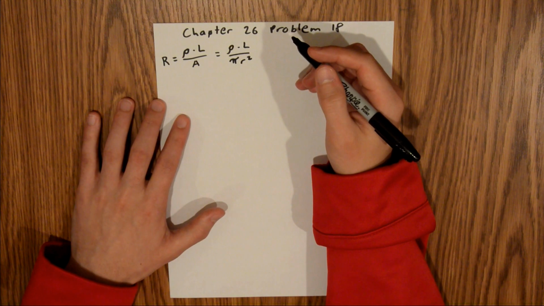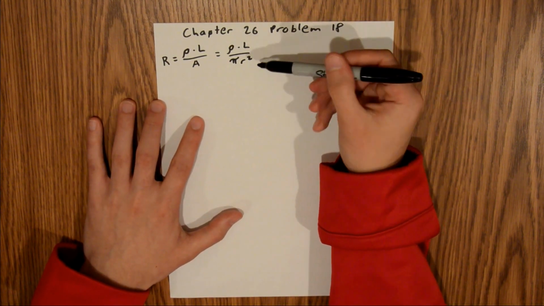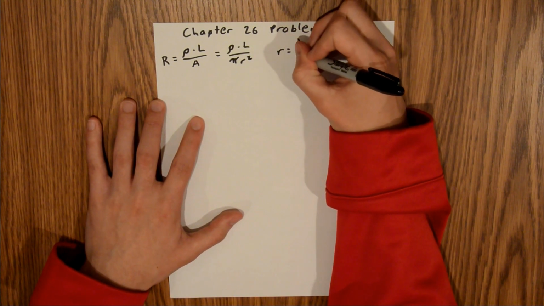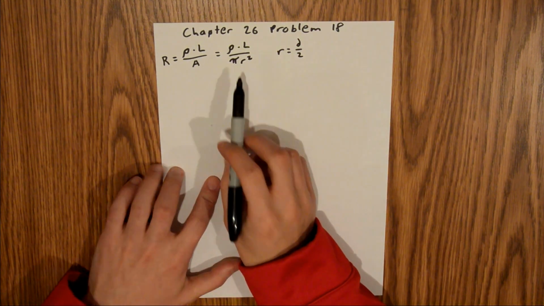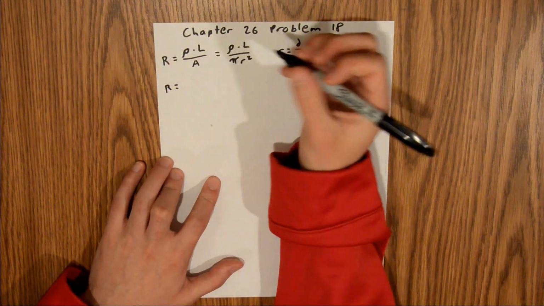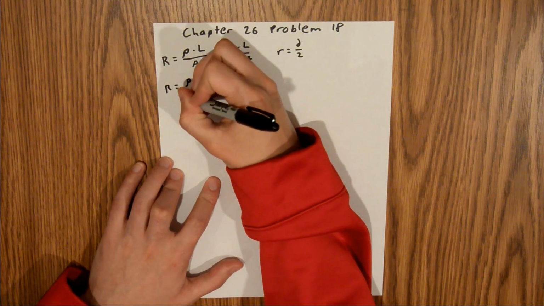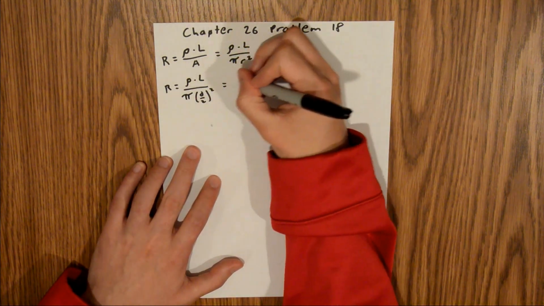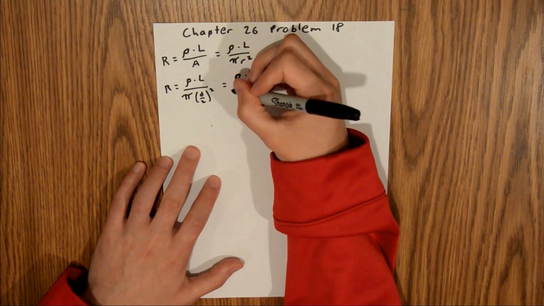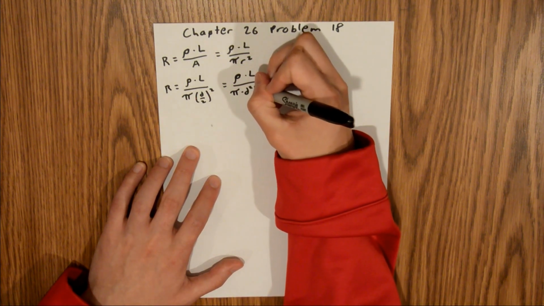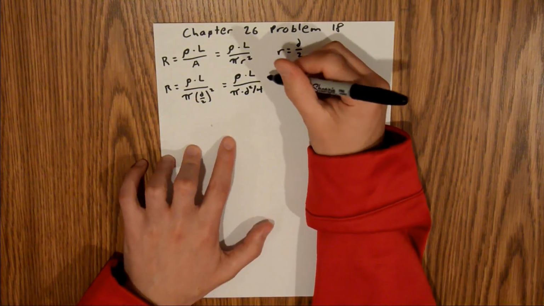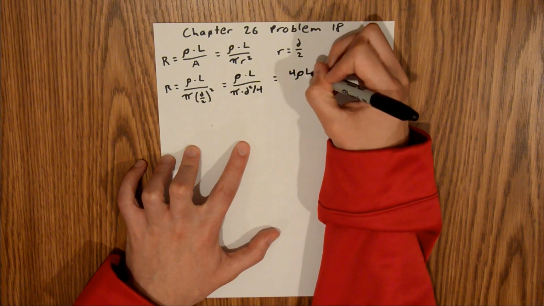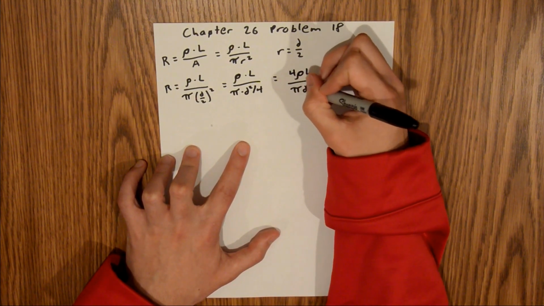And now in the problem, one of the modifications is diameter, and so I would actually like to write this in terms of diameter. And so we know that radius is equal to diameter over 2, and so we can plug that in here, and we'll get that R is equal to rho times L over pi times (d over 2) squared. And so this is going to equal rho times L over pi times d squared over 4. And so now we can multiply the numerator and denominator by 4, and so that's going to equal 4 rho L over pi d squared.